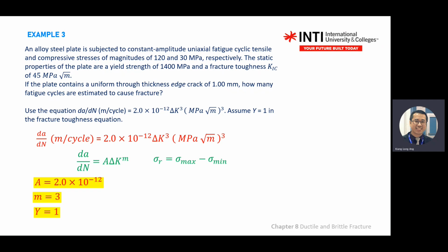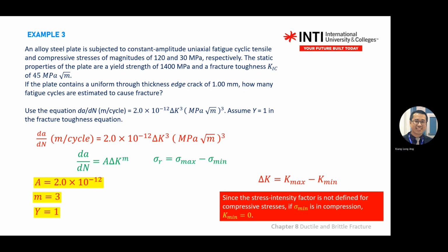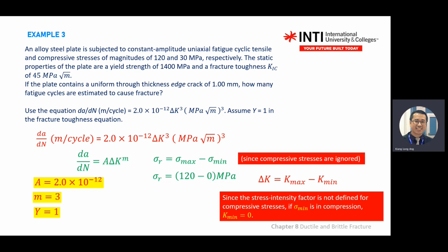So for the range of your stress, in the beginning of the slides, you know that range is maximum minus minimum. So in this case, your delta K is K max minus K min. In this case, you have a compression, so your K min is 0. So you have 120 minus 0. We are more interested in the tensile region. Again, I highlight compressive stress, in fatigue, we ignore.